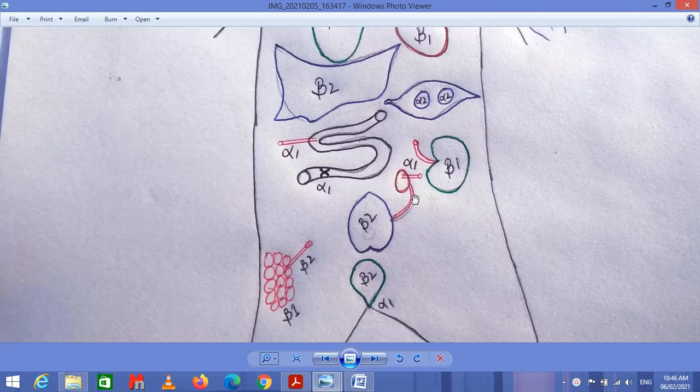And now coming towards this one, this represents the ovary. I should also have drawn the testes, but I have not drawn that diagram. Both the ovaries and the testes are supplied by blood vessels, and the blood vessels which supply blood to the ovaries and testes contain the alpha 1 receptor. So the blood supply to the ovaries and testes is decreased during stress situations.